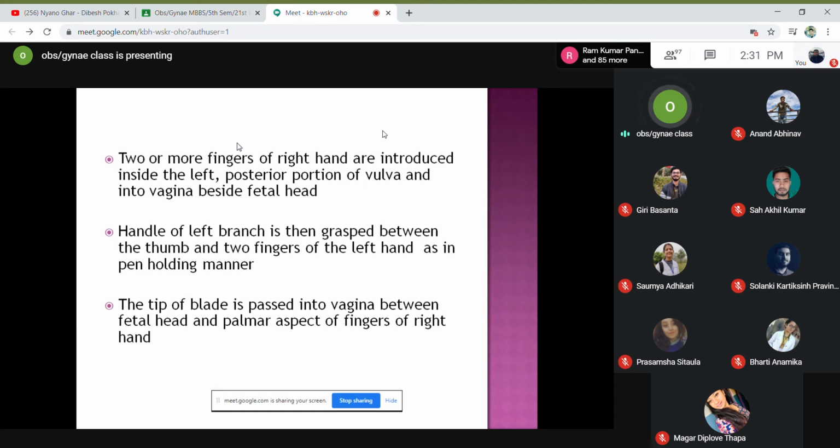Two or more fingers of the right hand are introduced inside the left side at the posterior portion of the vulva and into the vagina beside the fetal head. The handle of the left branch is then grasped between the thumb and the two fingers of the left hand, as in the pen holding manner. The tip of the blade is passed into the vagina between the fetal head and the palmar aspect of the finger of the right hand. Basically, you put your right hand in the vagina just outside the fetal skull, hold the left blade with the left hand in the pen holding manner, and you introduce the blade in the left side of the pelvis guided by the right hand.